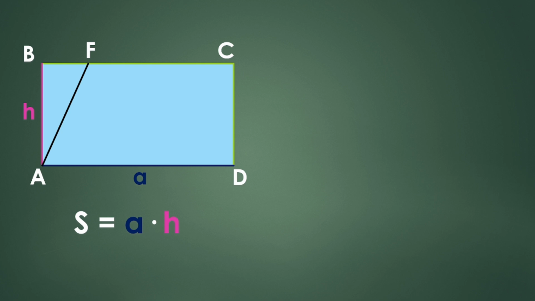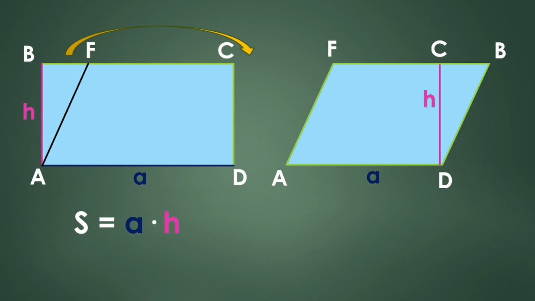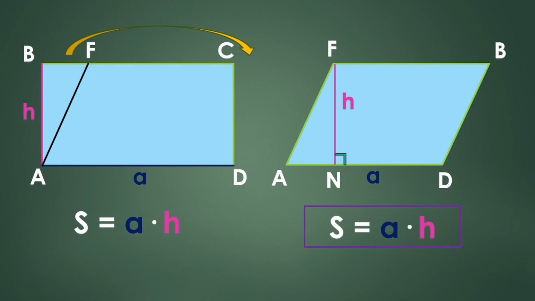Let's draw a segment AF, and here's what we'll do. We'll move the triangle AFB relative to the side CD so that a parallelogram is formed, and here we have a parallelogram AFBD. I would like to move this height here so that we can see it better, and I'll denote accordingly that this is our height FN, and the formula is obvious. A times H is the same as for the rectangle, because our area has not changed. We just took the rectangle and kind of bent it to the right.